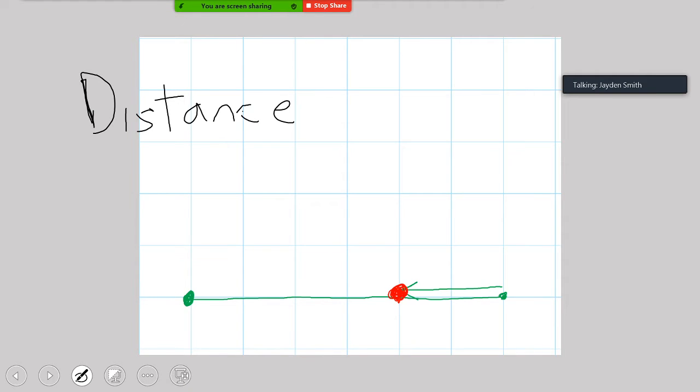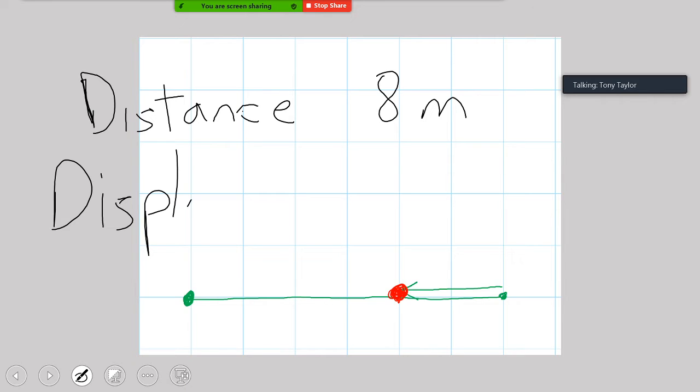Isn't the displacement 6? No, the displacement is not 6. Remember, displacement means how far I'm out of place from my starting point. So what is the distance between the starting point and the ending point?